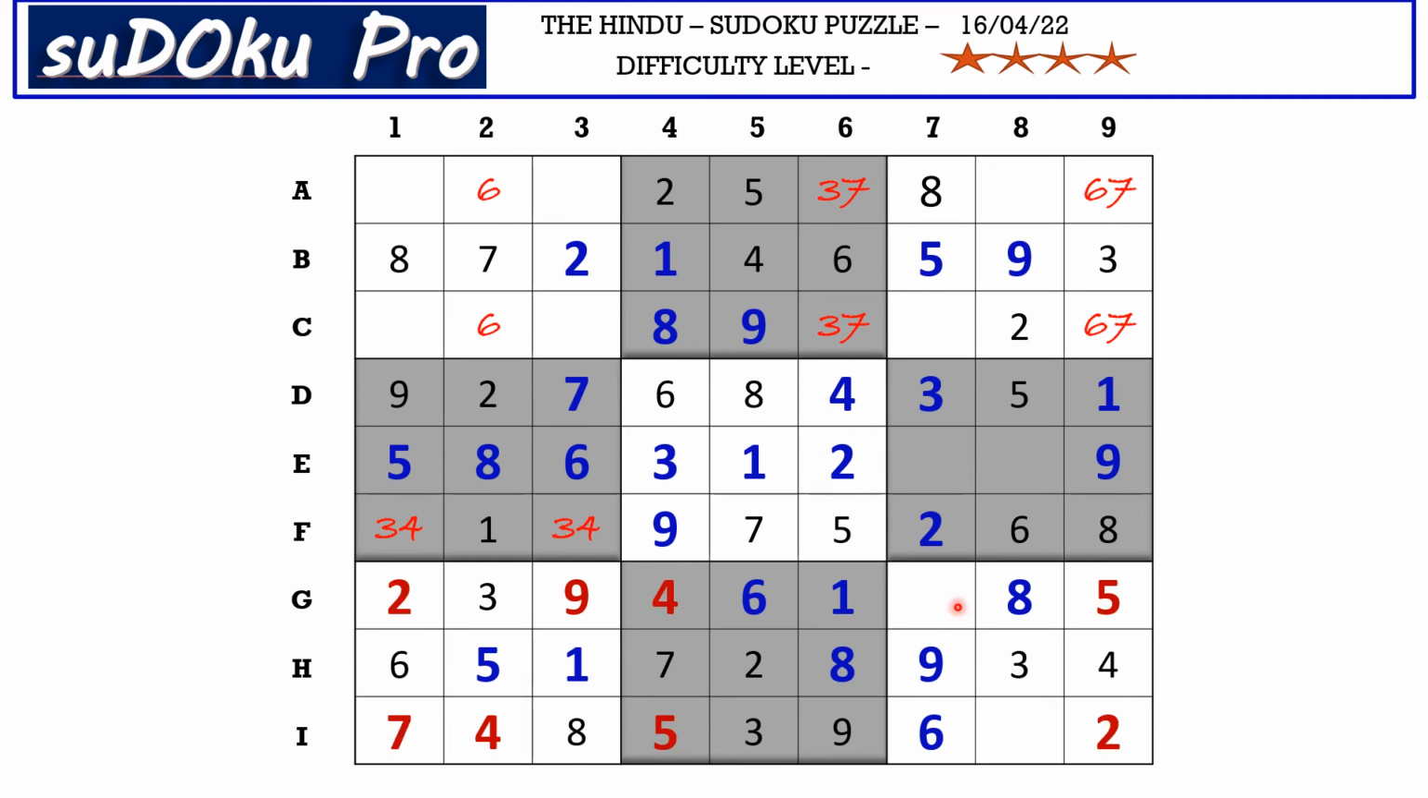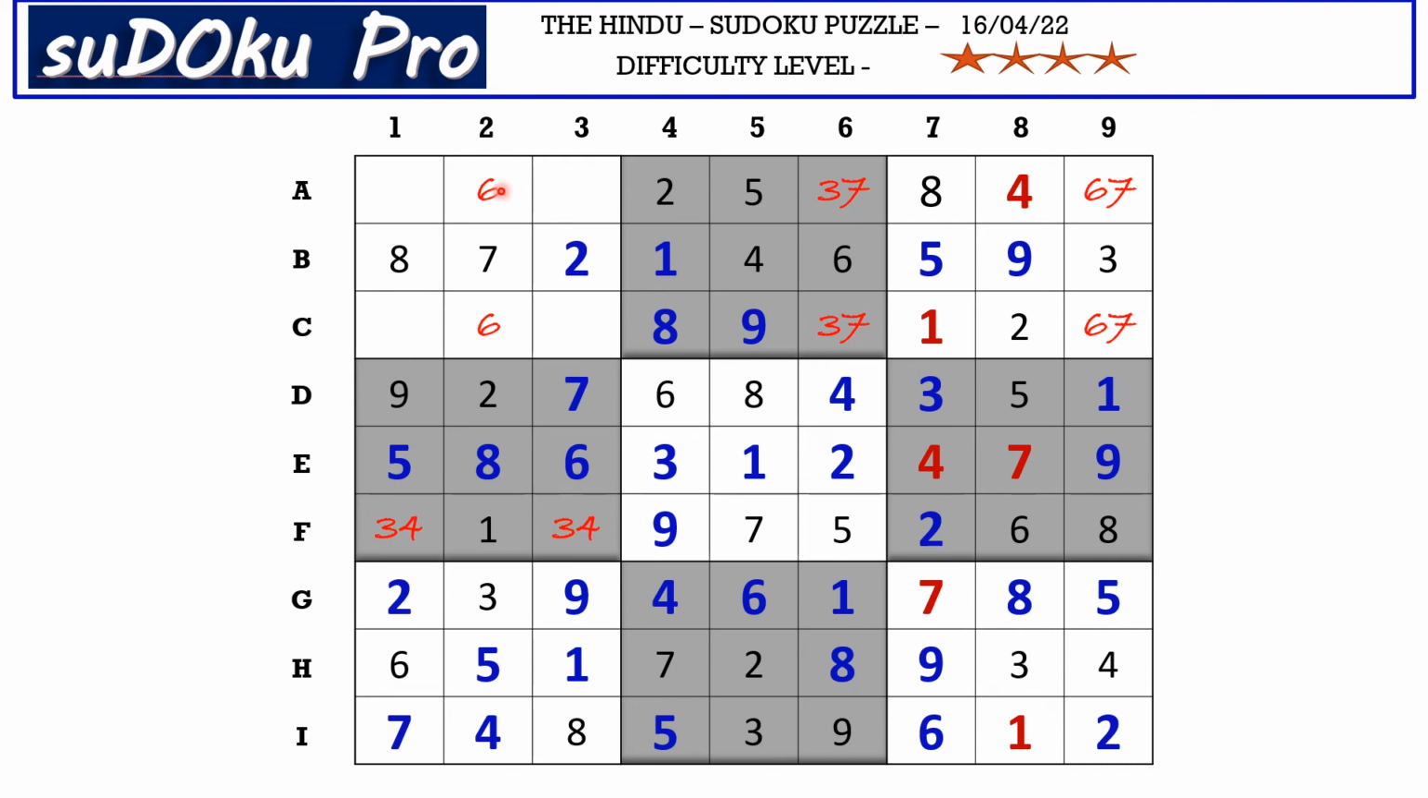In ninth block, the missing numbers are 1 and 7. There is a 1 blocking from here. So G7 takes 7 and I8 takes 1. Now here in sixth block, the missing numbers are 4 and 7. This 7 is blocking from here. So E7 takes 4 and E8 takes 7. Here in the third block also, the missing numbers are 1 and 4. This 4 is blocking from here. So C7 takes 1 and A8 takes 4.